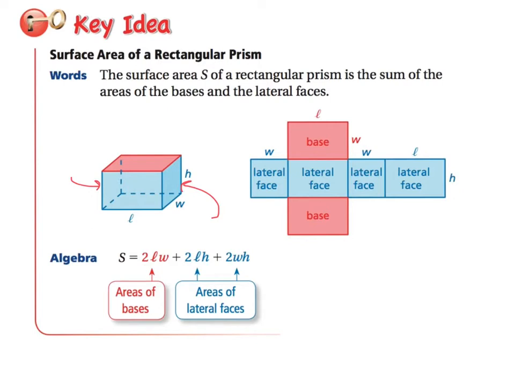That's the area of the bases, 2 length times width. Now, the left and right sides, width times height. Well, the right and the left, they're the same, so that's why we multiply it by 2, 2wh. And the front and back are represented by 2lh. You basically find each area and multiply it by 2. So the area of the bases plus the area of the lateral faces. Make note of this: the area of the bases plus the area of the lateral faces.